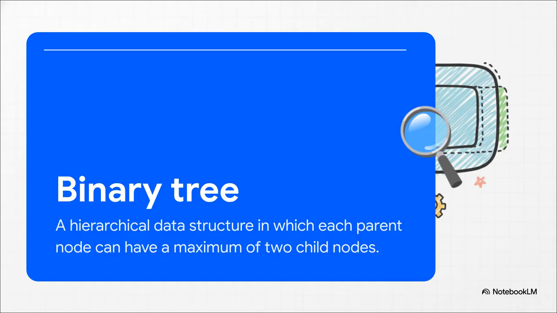So first things first, what actually is a binary tree? Well, just think of it as a super strict family tree. The golden rule here: every single parent node is allowed a maximum of 2 child nodes. No more, no exceptions. That's literally it.